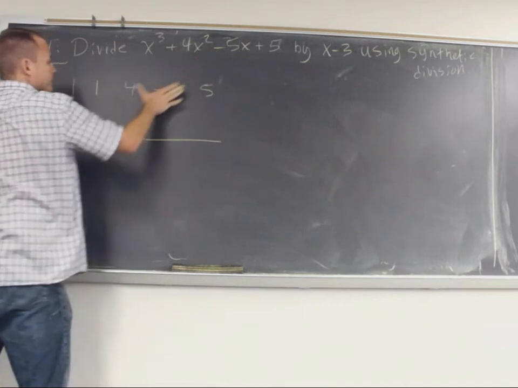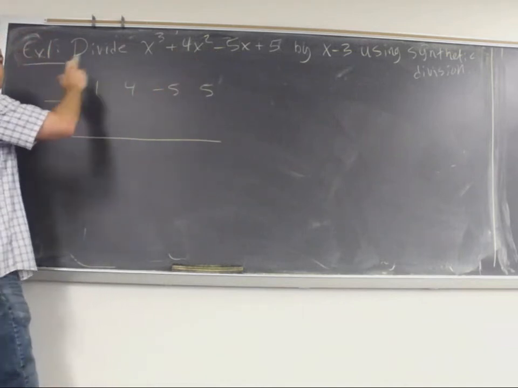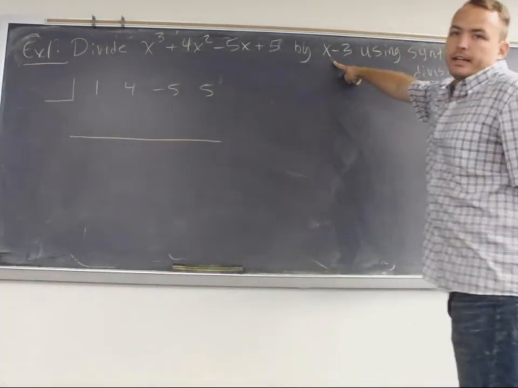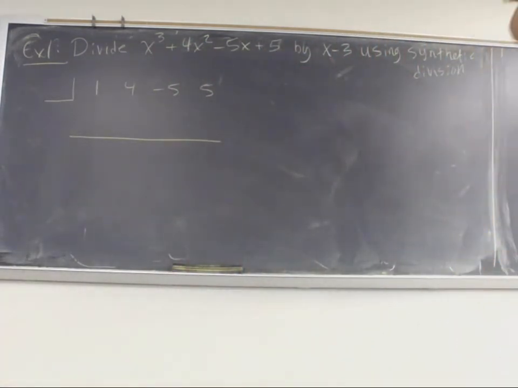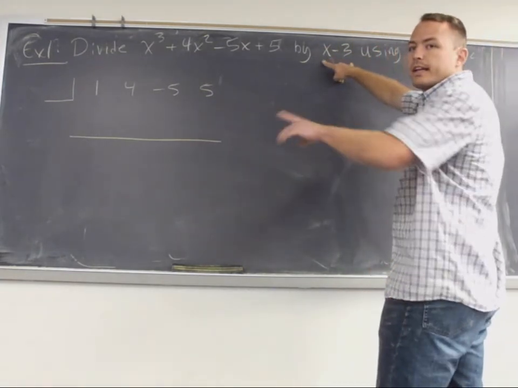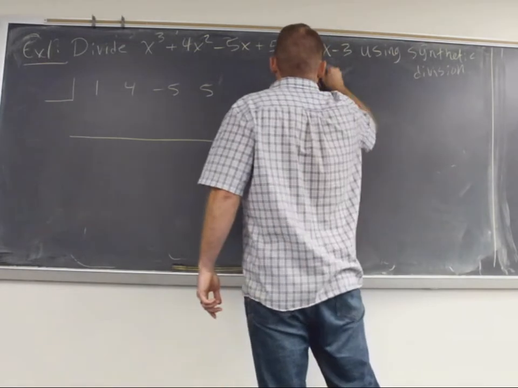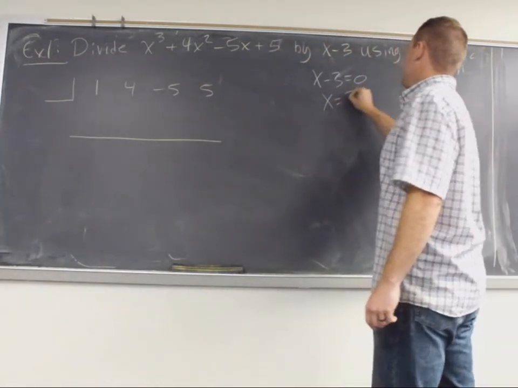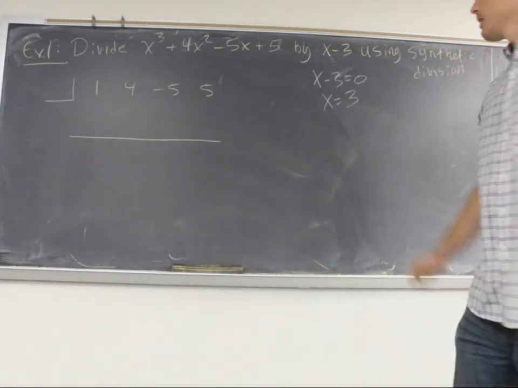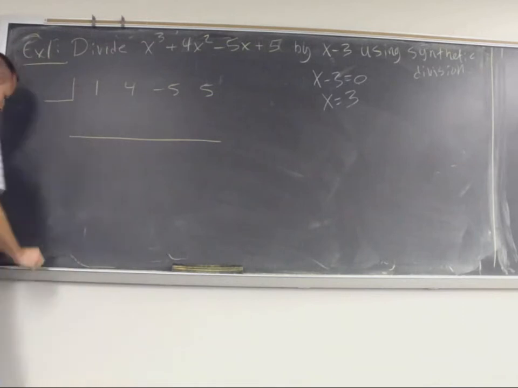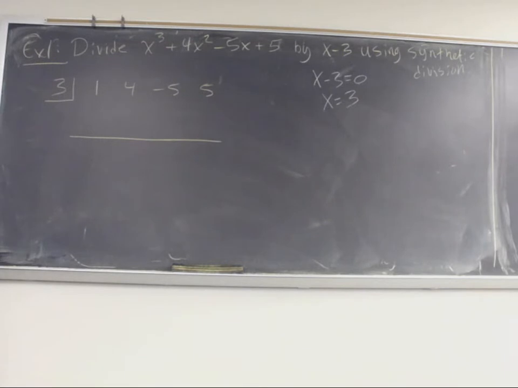So that goes here. Now we're dealing with the box, and when we deal with the box, we have to use what we're dividing by here, this x minus 3. So we don't put the x minus 3 in there. What we do is we set this equal to 0, solve for x, and that's what we plug into the box. x minus 3 is equal to 0, so x is equal to 3. That's what we plug into the box. 3. All right, pause the video and try to work this yourself.